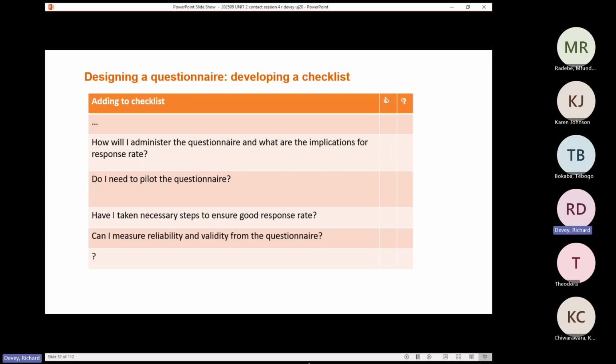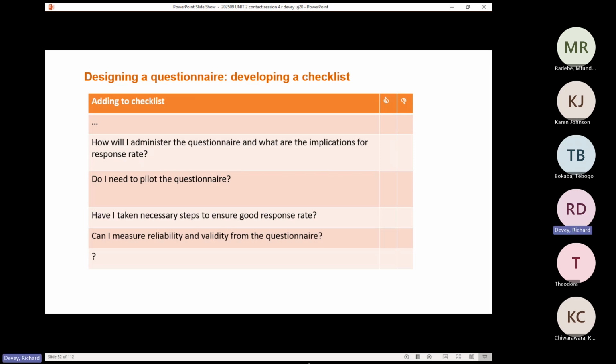So are you going to do an in-person questionnaire? Are you going to hand it out at an organization and then go back and fetch it? Are you going to do an online questionnaire? Are you going to do a telephone-based questionnaire? There's different ways of administering the questionnaire. Have you taken necessary steps to ensure a good response rate?